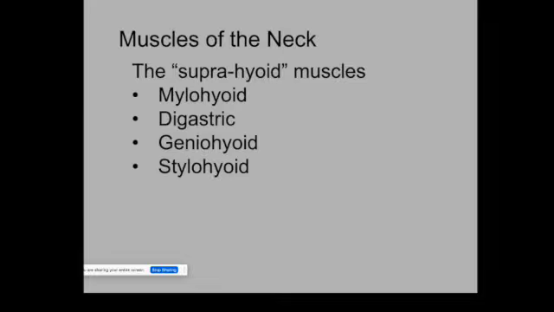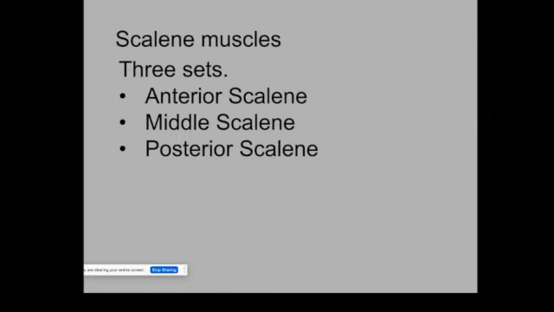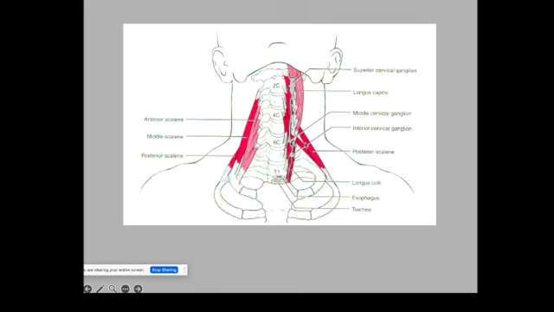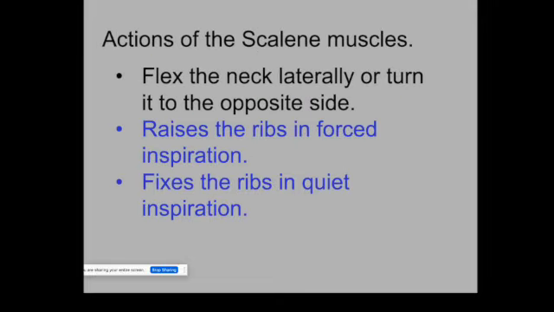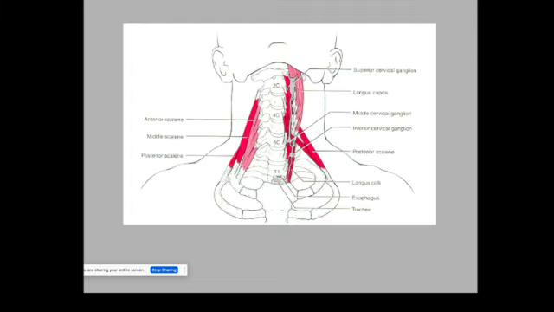Now, we have muscles that lift and raise our ribs. So we're going to look at the ribs, the scalenes. These are the anterior, middle, and posterior scalenes. And you can see these are the scalenes. First of all, let's look at where they originate, on the transverse processes of the cervical vertebrae. We know where these are. And they insert on the ribs. They lift our rib cage up to expand the chest.